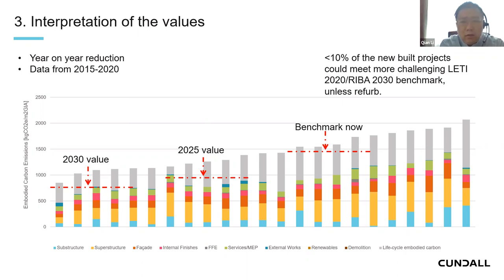Those are the ones where we can see people putting more effort and more focus on the material specification and design to minimize material usage. We are seeing a reduction of carbon values of maybe 50 to 100 kg CO2 per square meter year by year, just generally, because people are making better use of their materials. But to jump from here to the more challenging target is a 40% reduction, which will require some more work and more participation from within the design team.